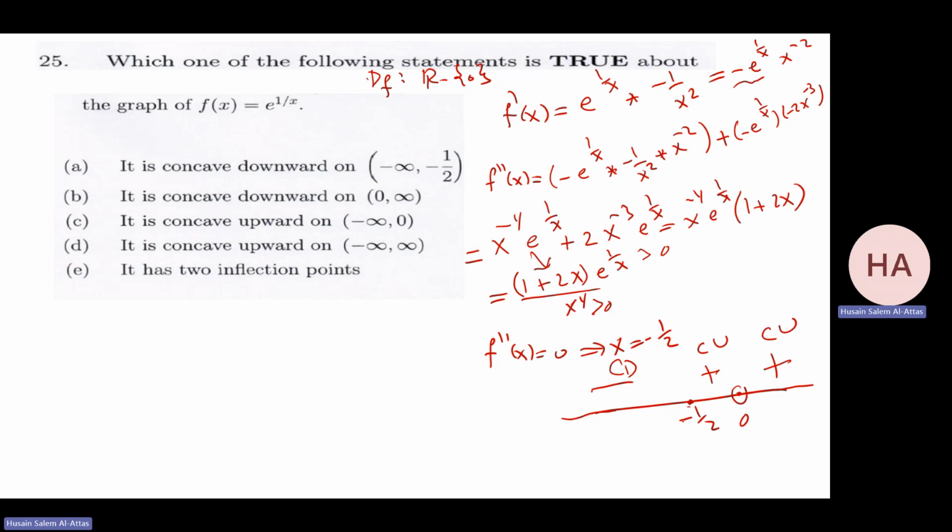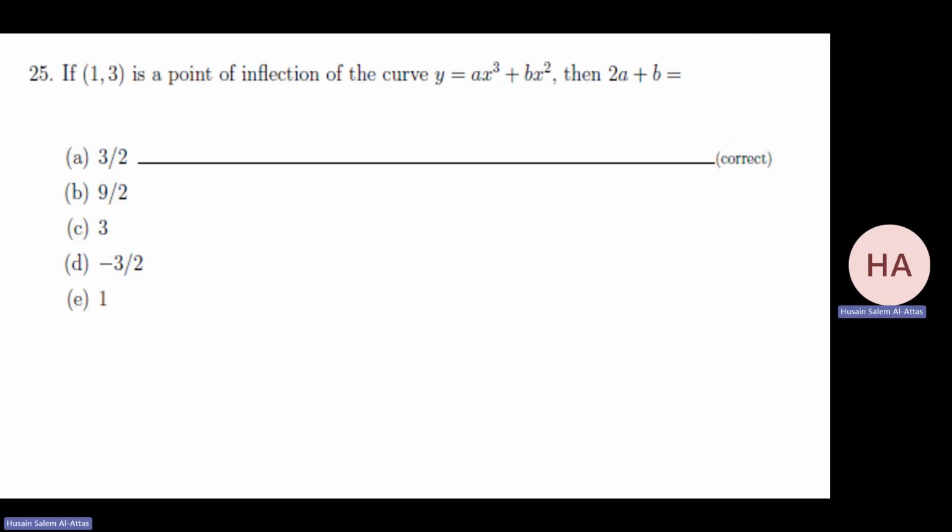So it's concave down from minus infinity to minus half, this is correct. 0 to infinity concave down, wrong. Concave up minus infinity to 0, wrong. Two inflection points? No, it has only one inflection point. This is not an inflection point, actually, it's not defined in the domain. Also, there is no change in concavity.